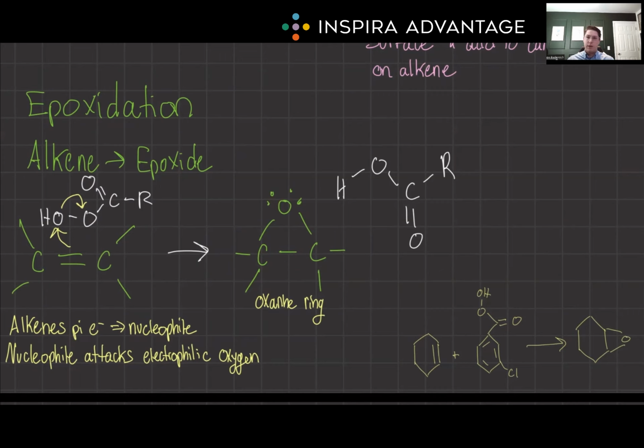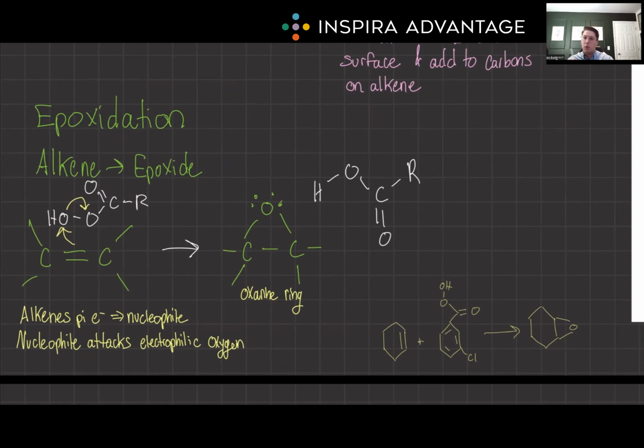Here's how it unfolds. The alkene's pi electrons act as a nucleophile, attacking the electrophilic oxygen. This mechanism results in the formation of an oxirane ring, with the oxygen inserted between the two carbons of the original double bond. This reaction is stereospecific, preserving the geometry of the starting alkene in the epoxide product. What this means is that if it was R before, it's R now.